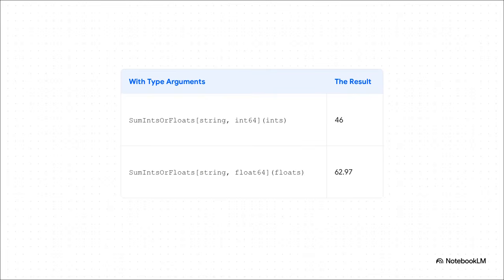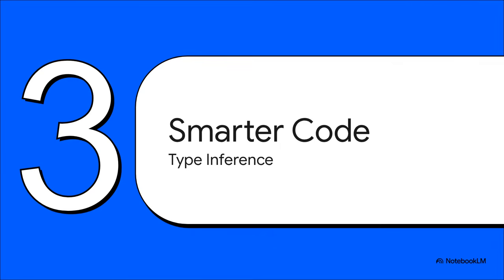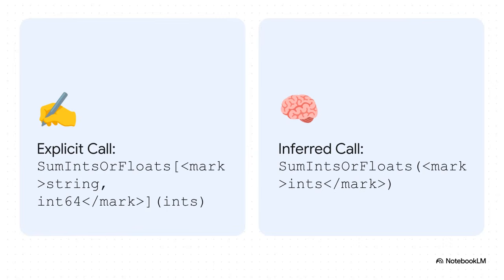And here's how we actually use it. It's pretty cool. When we call the function, we pass what are called type arguments inside those square brackets. So in the first call, we're explicitly telling Go, hey, for this run, K is a string and V is an int64. In the second one, K is a string and V is a float64. And look at that. One function handles both types and gives us the correct sum for each. It's so clean. But wait, it gets even better. Because Go is a pretty smart language, it can often make our code even cleaner with a feature called type inference.